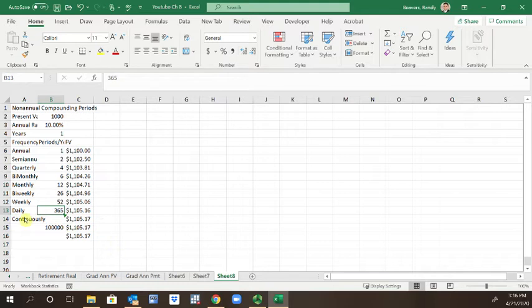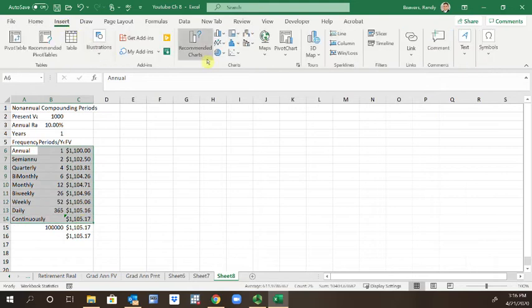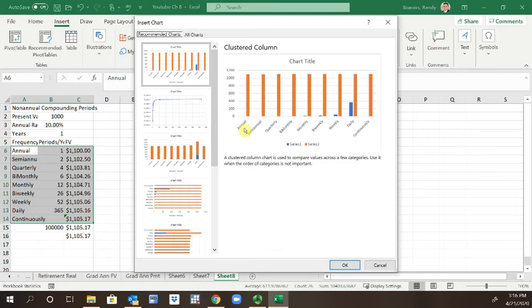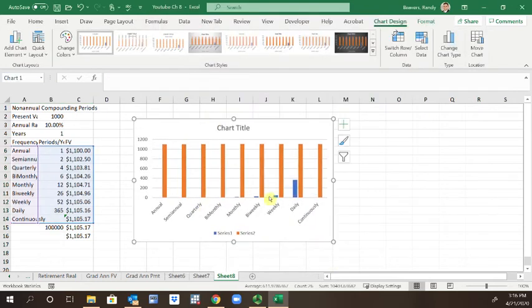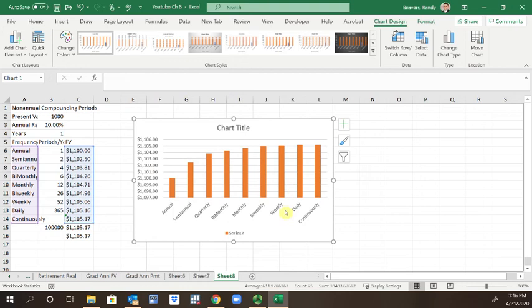So now what we can do is I'm going to highlight this data. I'm going to insert, we'll do a recommended chart, see what it comes up with. We can do this particular one, and we'll remove that series 1. So you can see here the compounding increases over time there. So you can look at the different compounding frequencies.